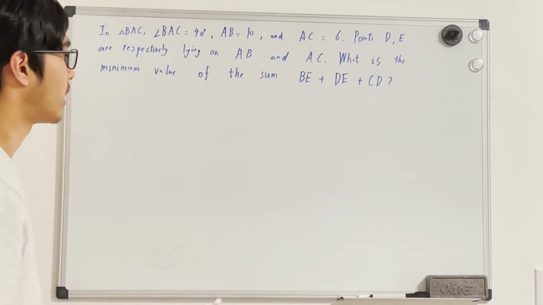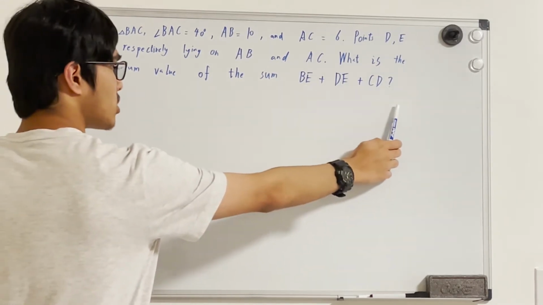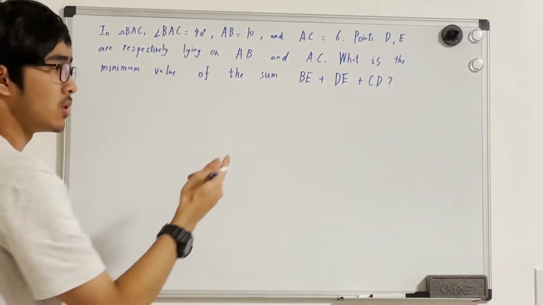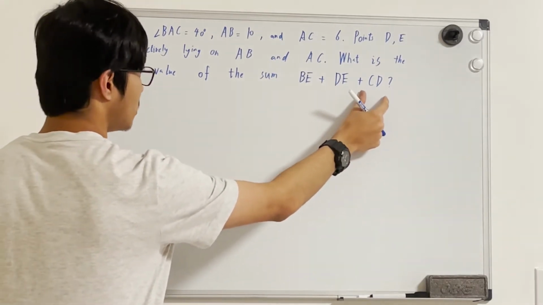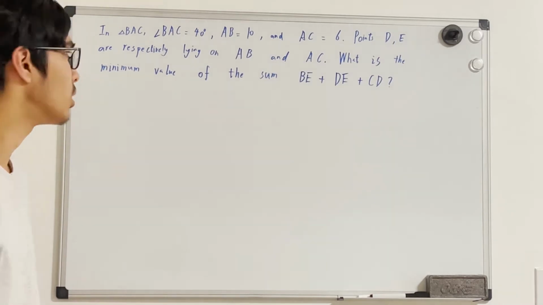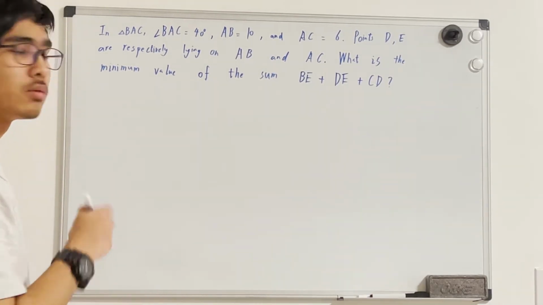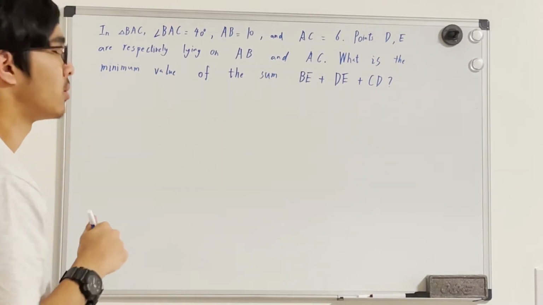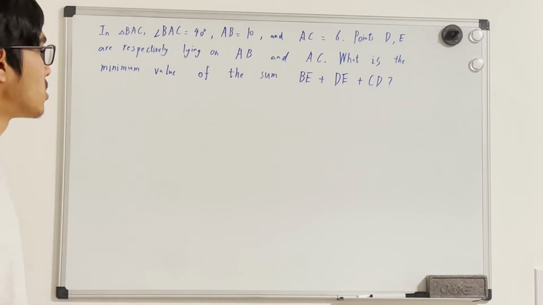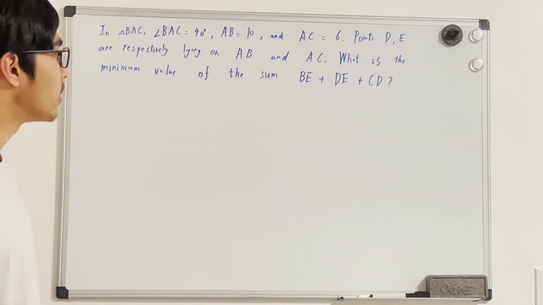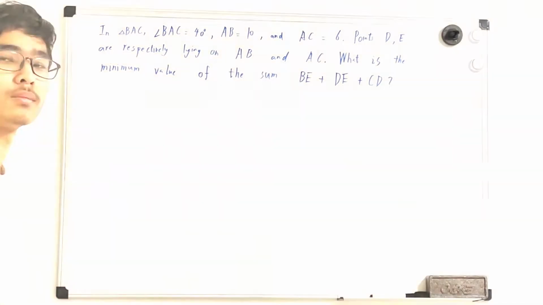But now we're trying to find the minimum value of the sum of this expression, which is BE, the distance from B to E, the distance from D to E, DE, and CD, the distance from C to D. I really encourage you to pause the video, sketch the diagram, and try the question yourself. It's a very interesting question that I really encourage you to give it a try. If you fail, continue the video, and I'll be waiting for you.